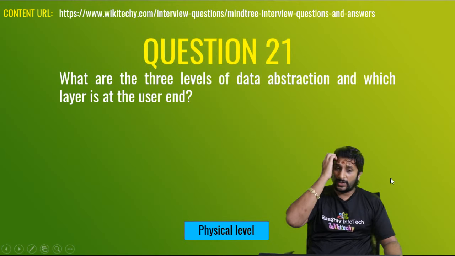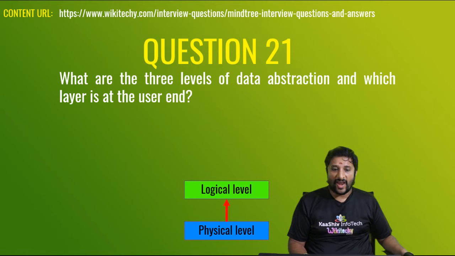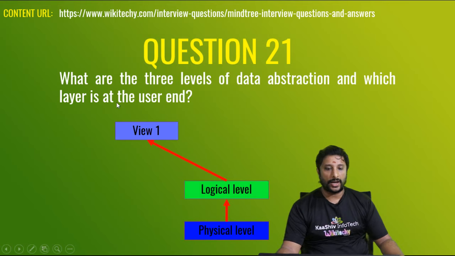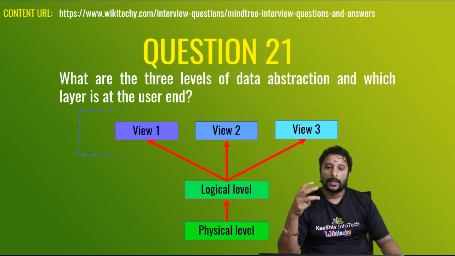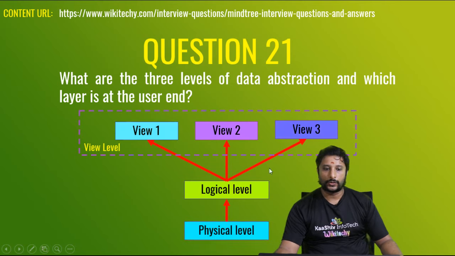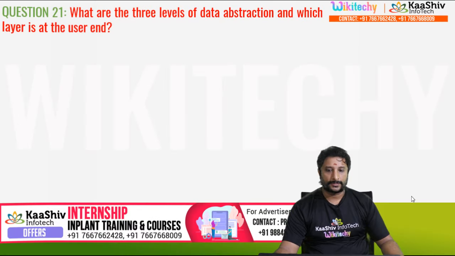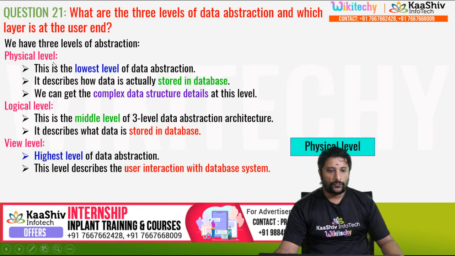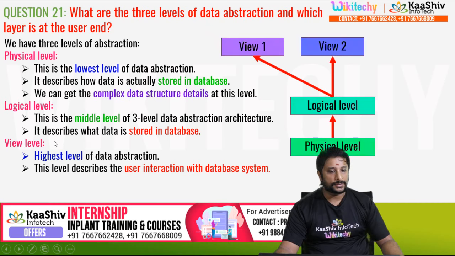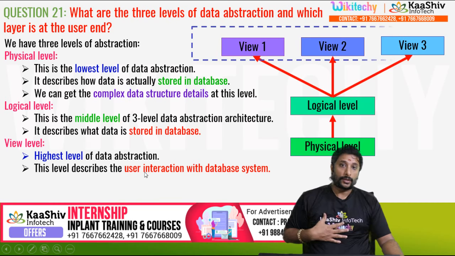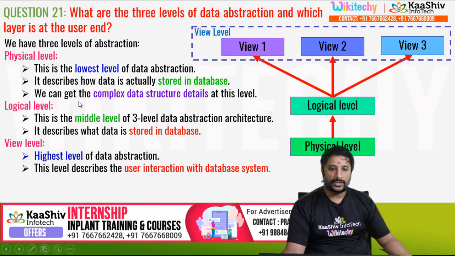The next question is, what are the three levels of data abstraction and which layer is at the user end? The three levels are the physical level, the logical level and the view level, and the view level is the one at the user end. The physical level tells how the data is actually stored. The logical level tells what data is stored in the database, and the view level describes the user interaction, how the user should interact. These are the three levels of abstraction.